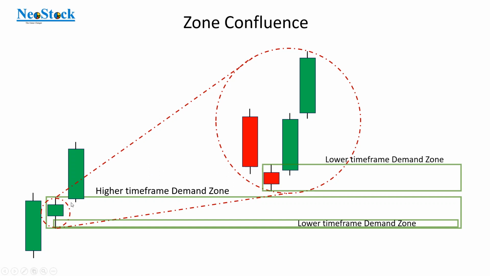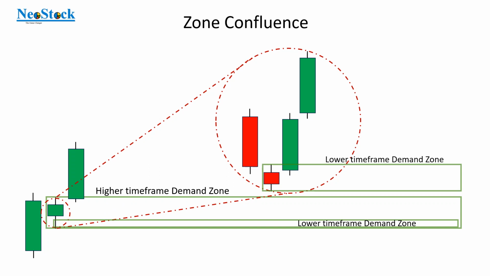Look here, look inside the higher time frame. Whatever lower time frame demand zone you are finding, that is one time frame below. That is what I'm showing you in the zoomed area. Whatever the zoomed area, let us assume one time frame below. Now you see, your lower time frame demand zone is overlapped with the higher time frame demand zone. This is called zone confluence.